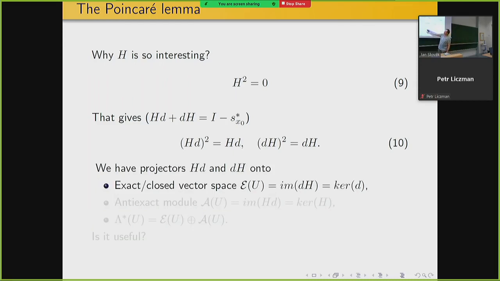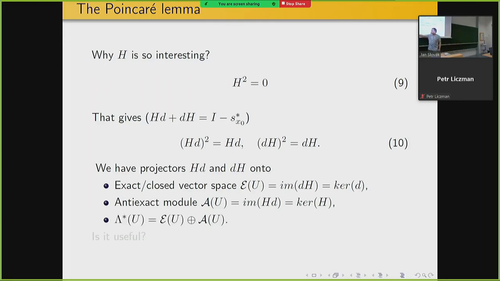So the image of this one: these are exact forms, because U is star-shaped, so they are also closed. So it's the image of DH or the kernel of D. But there is also the second space, which is called the anti-exact space. Well, it's a module over C infinity, and it's the image of HD, and it's the kernel of H. Okay, and we have this direct sum decomposition.